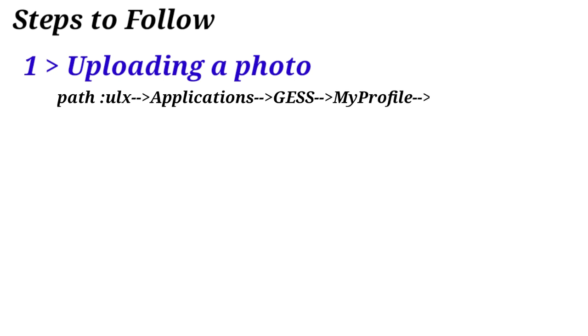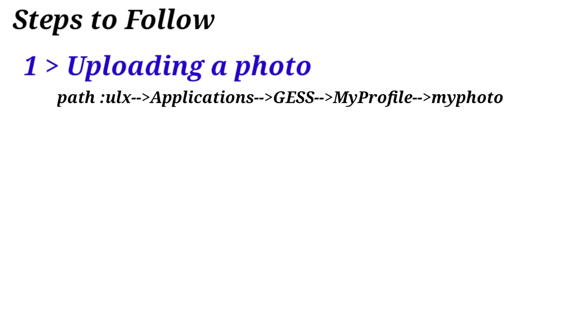The path to upload a photo in Ultimatics is: go to Ultimatics and then Applications, in that GESS, and under that My Profile, and then My Photo. There you can upload a photo.